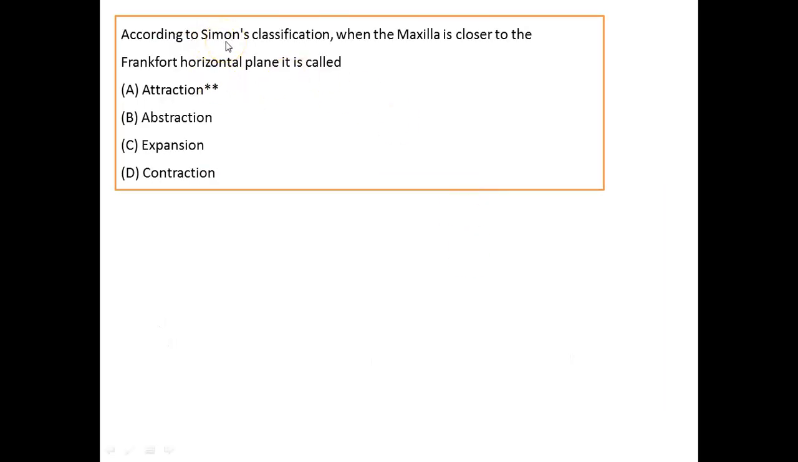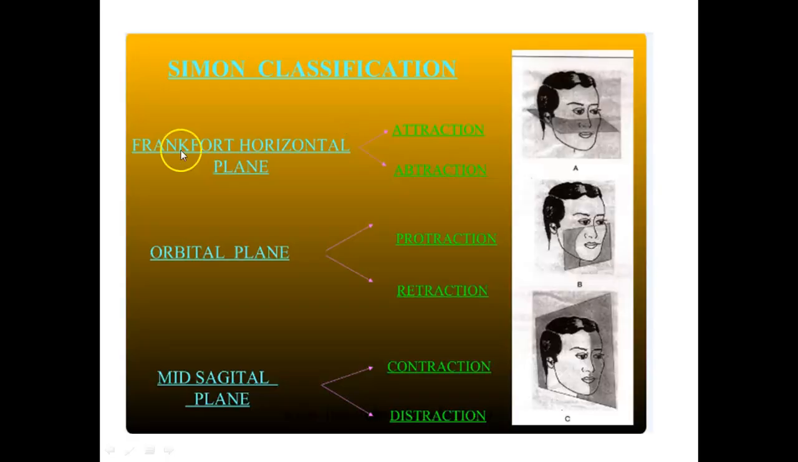Now, according to Simon classification, remember this classification is a part of your classification of malocclusion. It consists of 3 planes, which I'm going to discuss in a later slide. When the maxilla is closer to the FH plane, it is called attraction. Dear student, Simon classification has 3 planes: FH plane, orbital plane and mid-sagittal plane. In the FH plane, if something is closer, it is attraction, away, abstraction. In the orbital plane, if it is closer, protraction, away, retraction. In the mid-sagittal plane, if something is closer, contraction, away, that is distraction. So please remember this image so you can answer any question from the Simon classification.